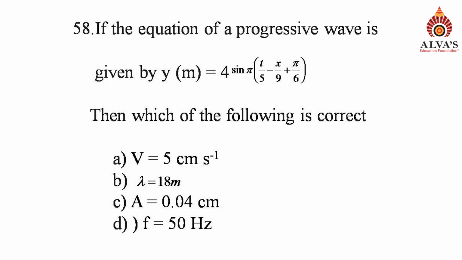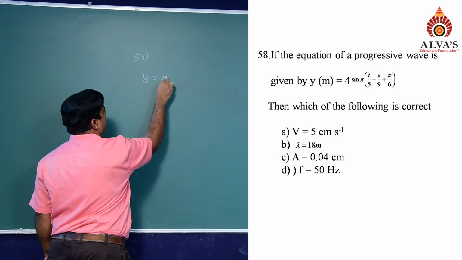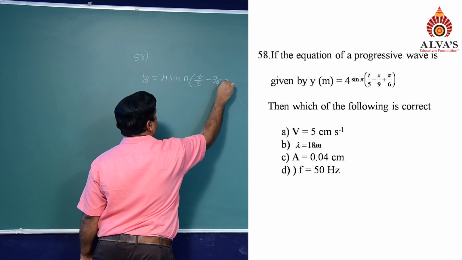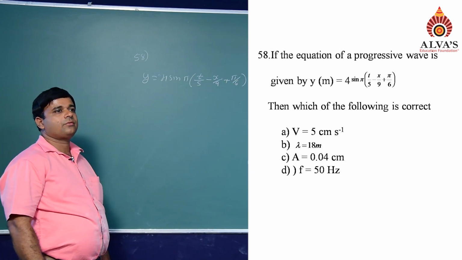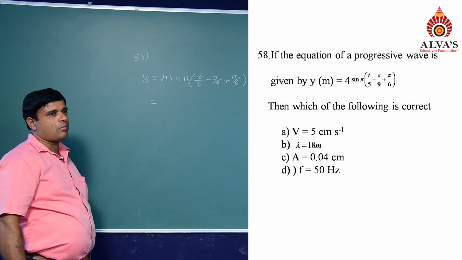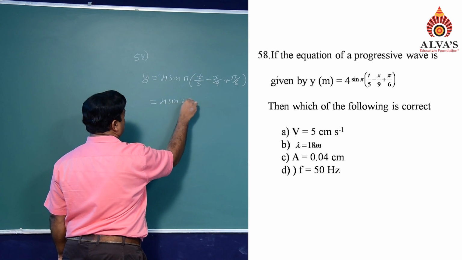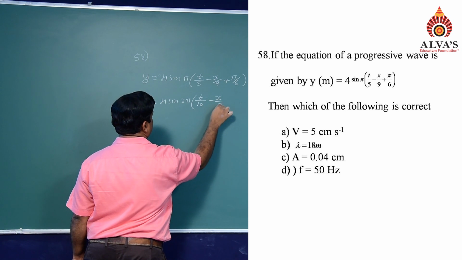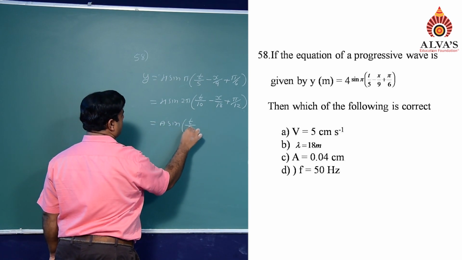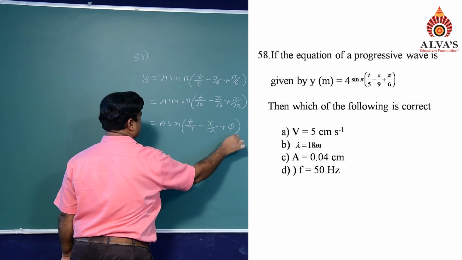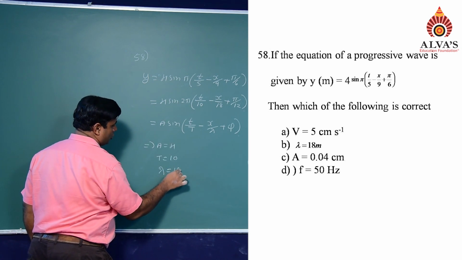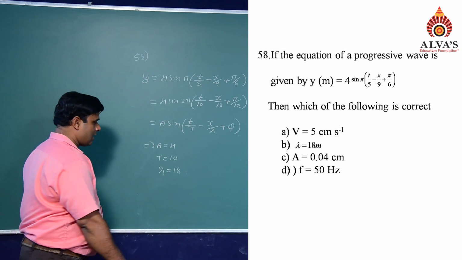If the equation of a progressive wave is given by y equal to 4 sin pi (t by 5 minus x by 9) plus pi divided by 6, then which of the following is correct? We can calculate velocity, wavelength, amplitude and frequency. To find that, convert this into the standard form of a progressive wave. We can write it as 4 sin 2 pi (t by 10 minus x by 18) plus pi divided by 12, which is of the form a sin 2 pi (t by T minus x by lambda) plus phi. This implies amplitude is 4, time period is 10, wavelength equal to 18. So wavelength equal to 18 meter is there in the answer.